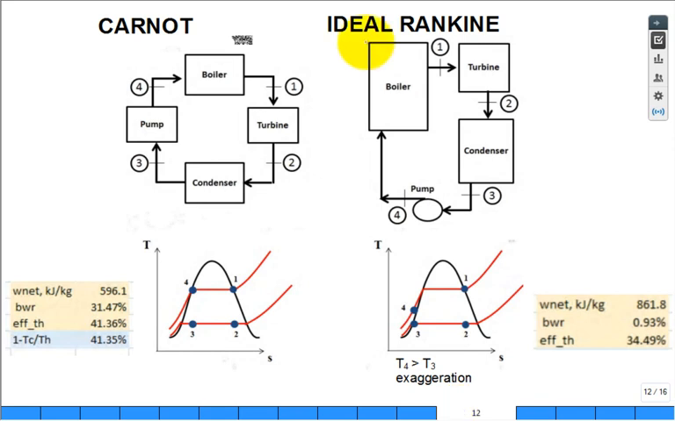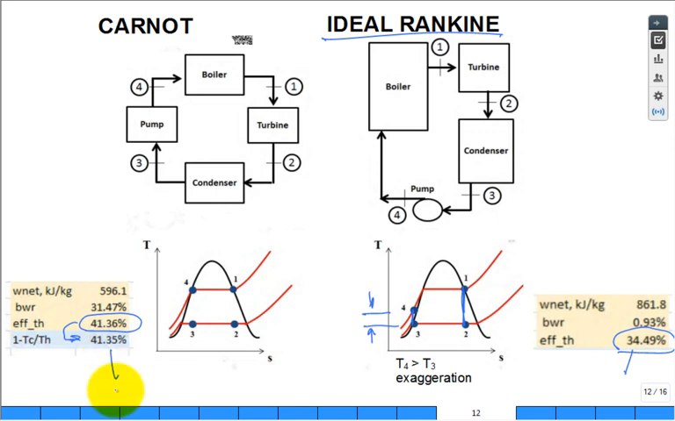So when you move to the ideal Rankine cycle, the turbine is still isentropic, the pump is still isentropic, and what we typically do is we grossly exaggerate the temperature difference between 4 and 3. But believe me, the temperature difference is about 1 degree C or less. Now, when we compute the thermal efficiency of the Carnot, it agrees with the simple equation 1 minus Tc over Th.